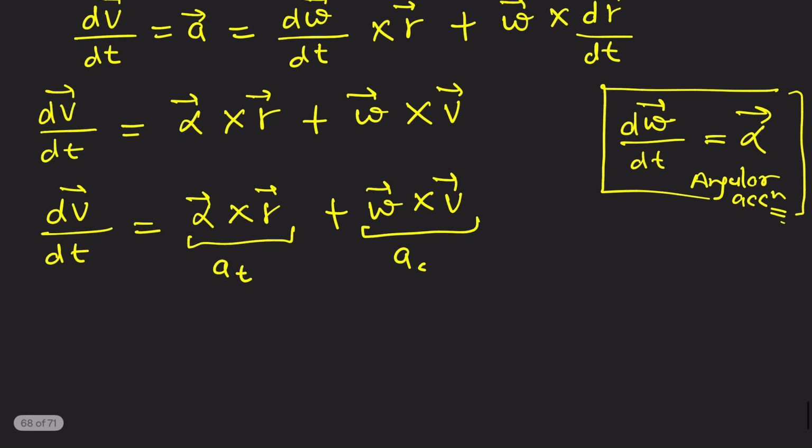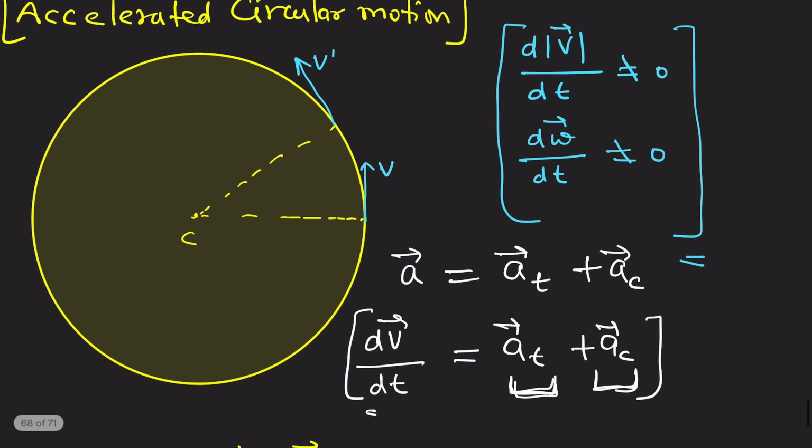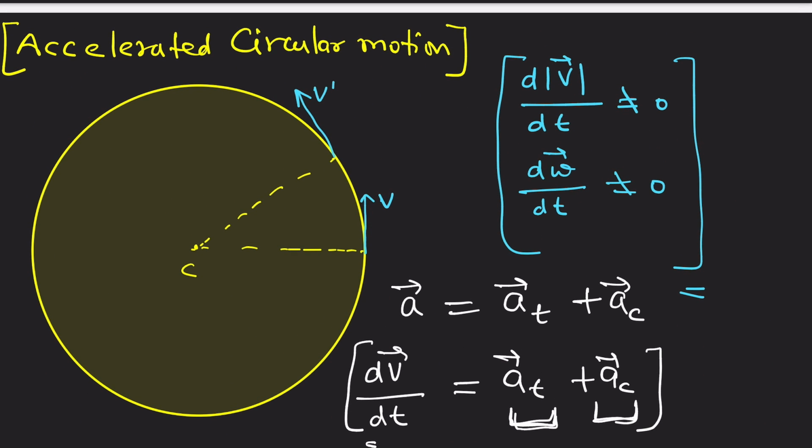So if you see here, if your omega is increasing, it means alpha should be in the direction of omega only. In this case, because omega is in the upward direction, and let's say omega is increasing, alpha will also be in this direction only. So we can say alpha will be in the upward direction.